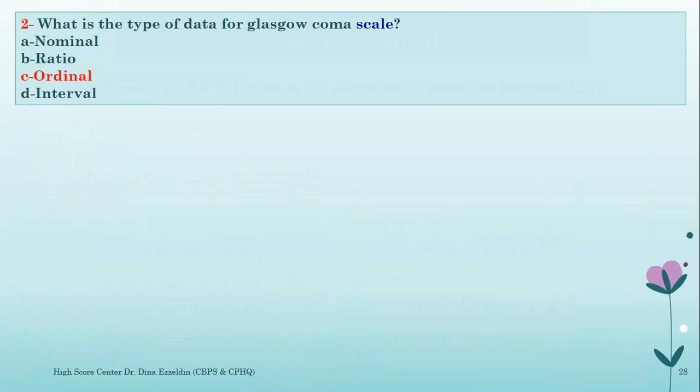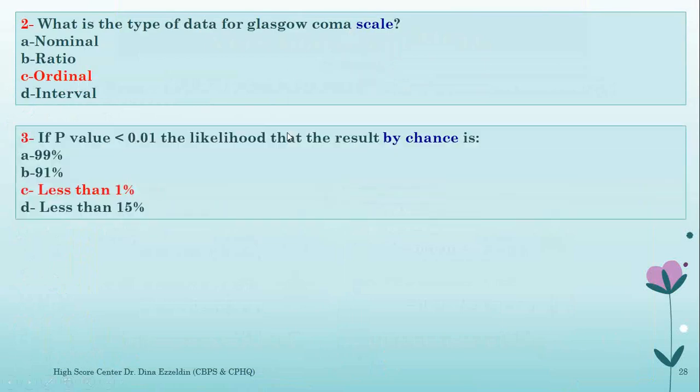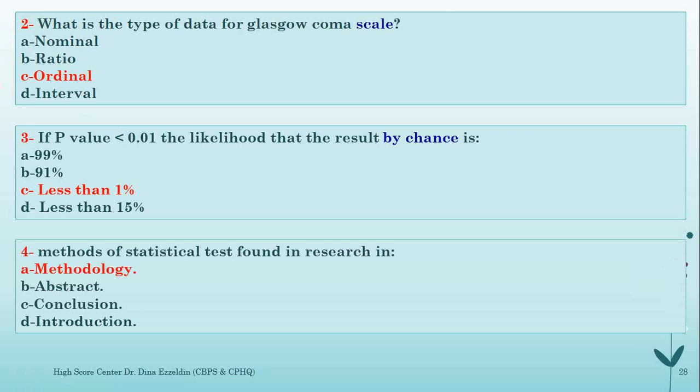What is the type of data for the Glasgow Coma Scale? Nominal, ratio, ordinal, interval. We said any scale will be ordinal data. If the p value is less than 0.01, the likelihood that the result is by chance is 99%, 91%, less than 1%, less than 15%. We said that the p value expresses the likelihood of chance. So here the p value, or the chance, is less than 1%. Methods of statistical tests are found in research in: methodology, abstract, conclusion, introduction. Methodology. In this case, you will know about it in the regulatory chapter.